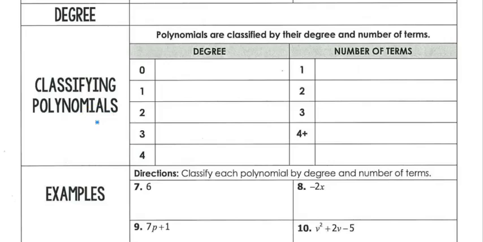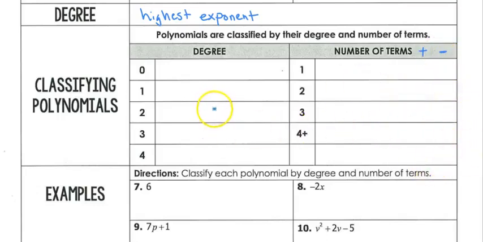We can also classify polynomials, which means like put them in a category, and we do that based on the degree and the number of terms. The degree is the highest exponent. Okay, so whatever the highest exponent is, that determines the degree of the polynomial. And then for number of terms, terms are separated by addition or subtraction.